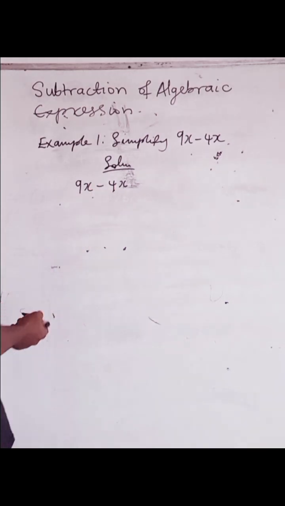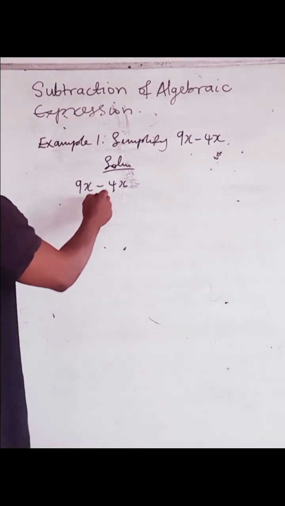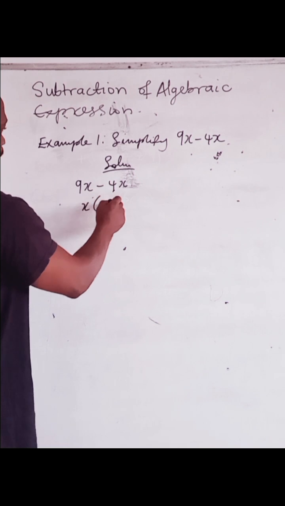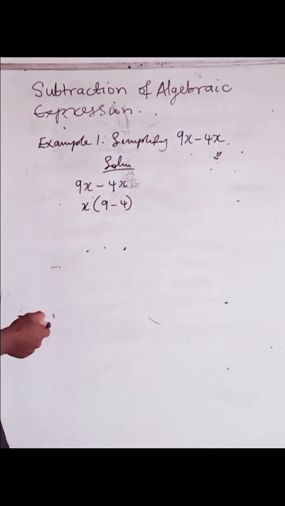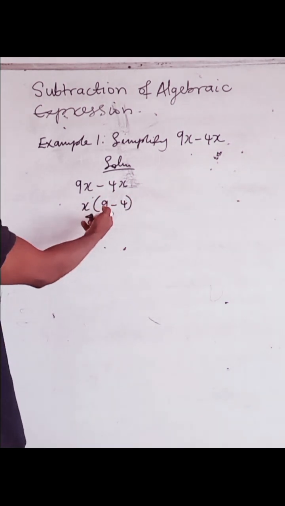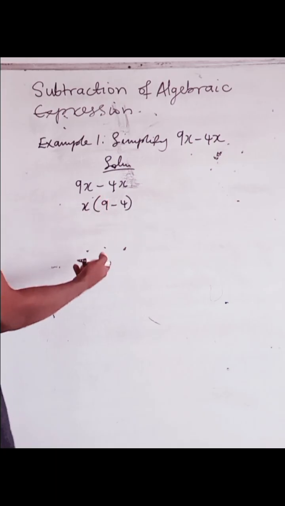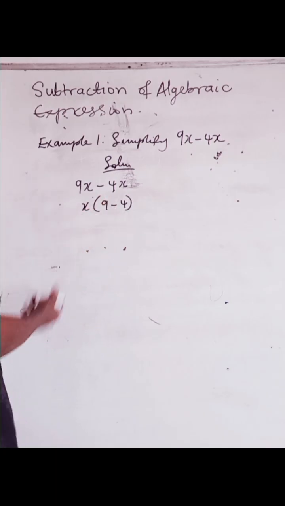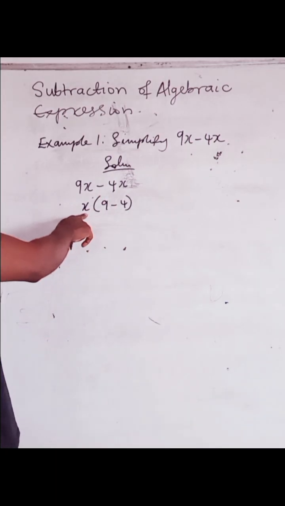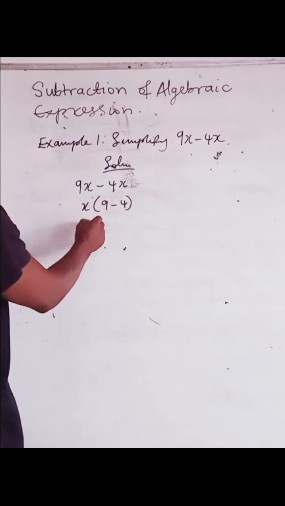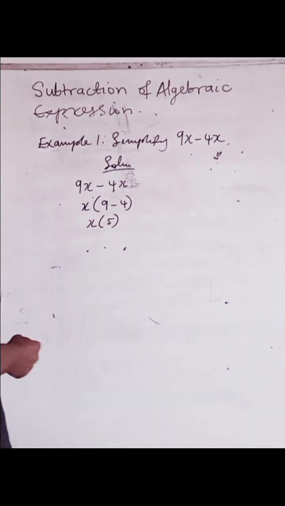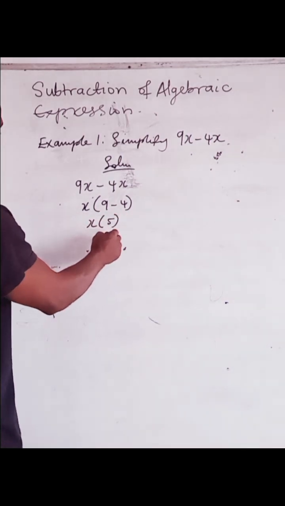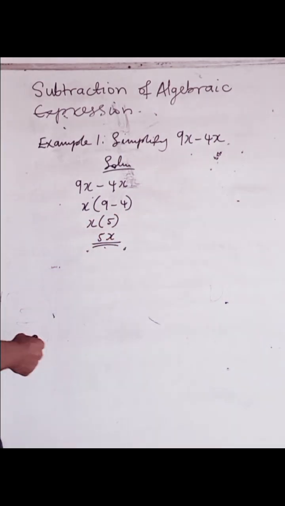Now this expression will become x multiplied by 9 minus 4. So we are subtracting 4 from 9. We are performing the subtraction operation on the coefficient, and we are multiplying by the common variable x. Therefore, this expression becomes x multiplied by 5, which is the same thing as 5x. So the simplified version of 9x minus 4x is equal to 5x.